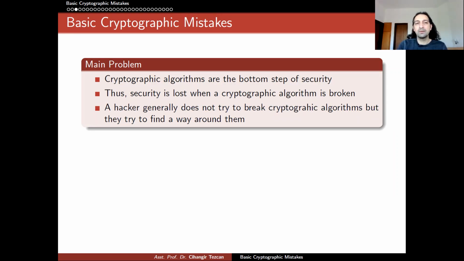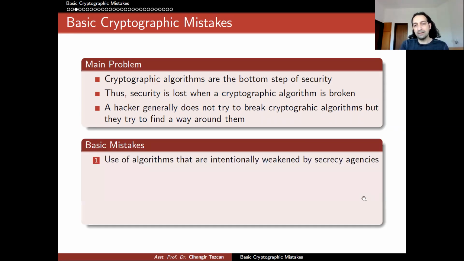And sometimes due to some basic mistakes, this is what happens. So let me give some basic mistakes people are doing. If you use algorithms that are intentionally weakened by secrecy agencies, then your security is lost. So this is one of the biggest basic mistakes. And the next one is use of short cryptographic keys.